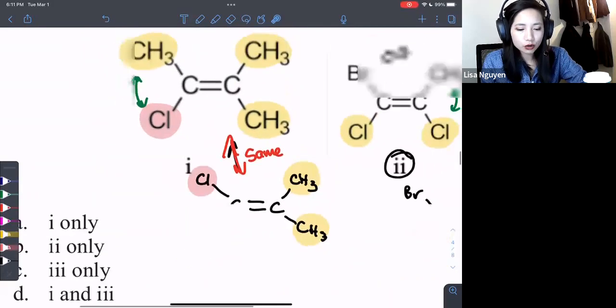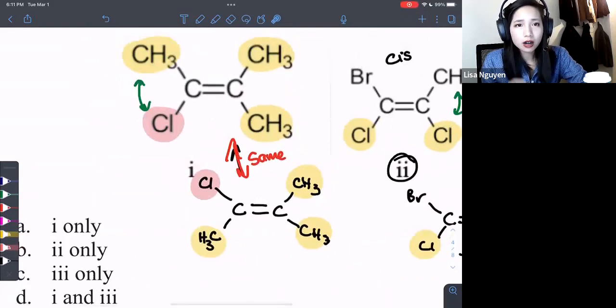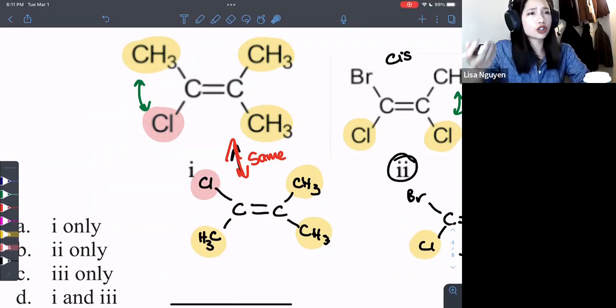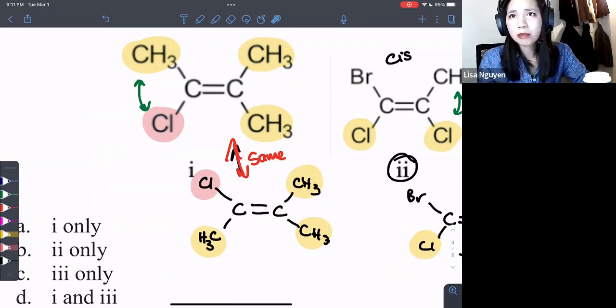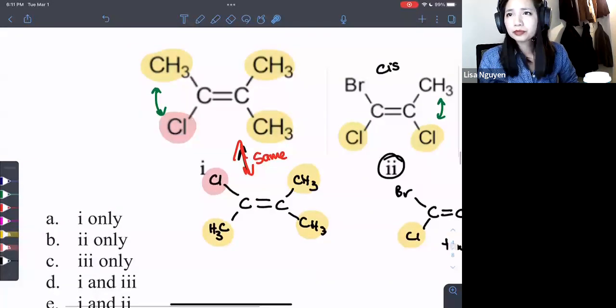And now if I zoom out and compare those 2 molecules, at first glance you might say, oh yeah, those are different molecules, but they're actually not. If you flip this molecule upside down, or you could just rotate it, it's the same molecule. So that first one is the same molecule.